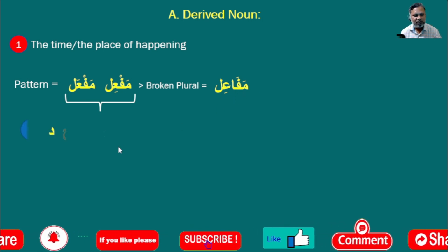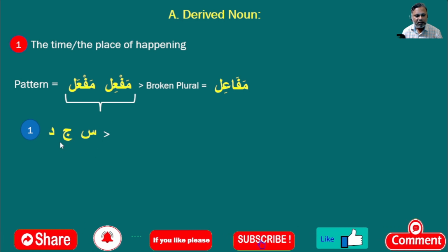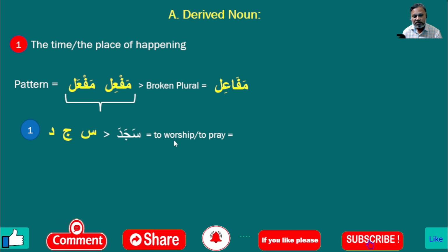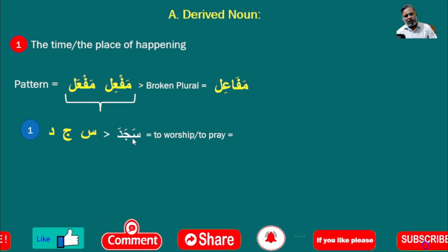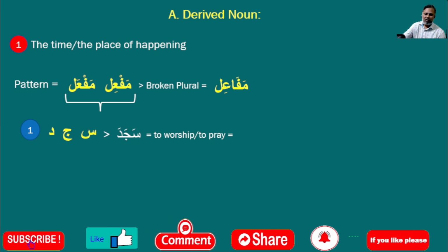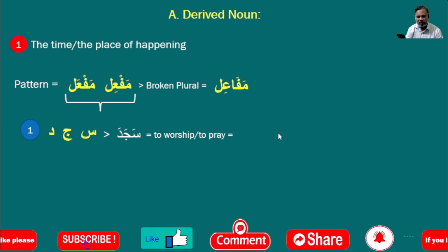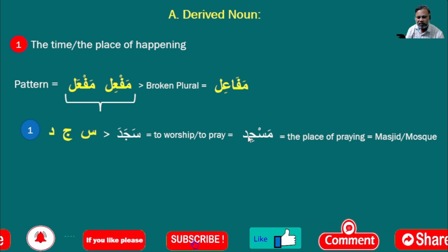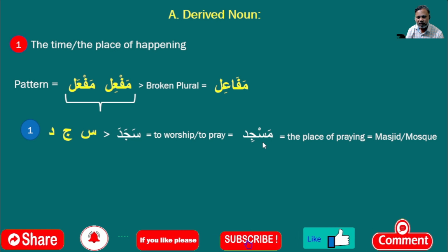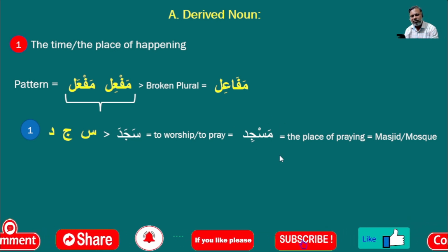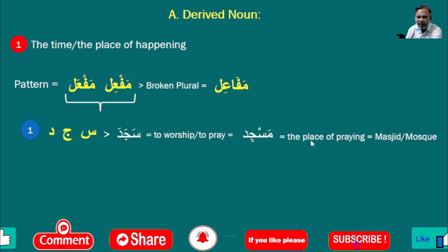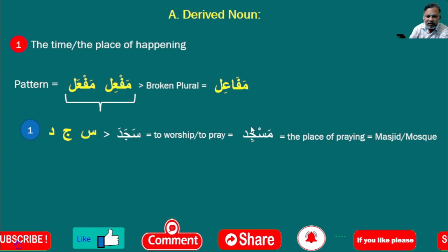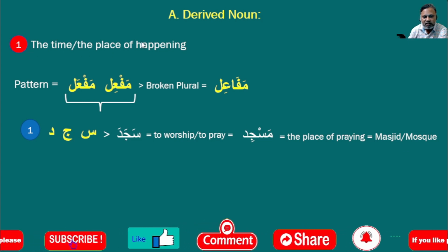We will see some examples like sin, jim, and dal. By using these three letters, we can have the verb sajada. Sajada means to worship or to pray, that we know already. Now from this we can make the noun masjidun. Masjidun means the place of praying or the place of worshipping. That means masjid or mosque. So that's why it is called the time or the place of happening.